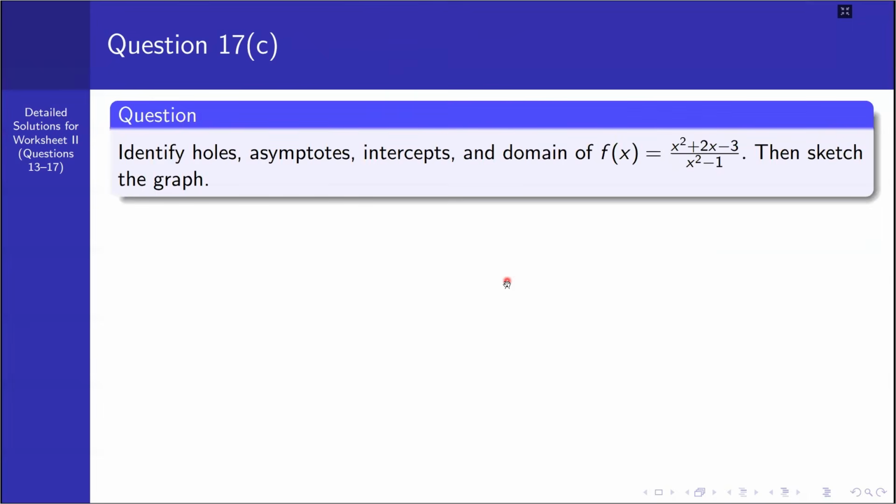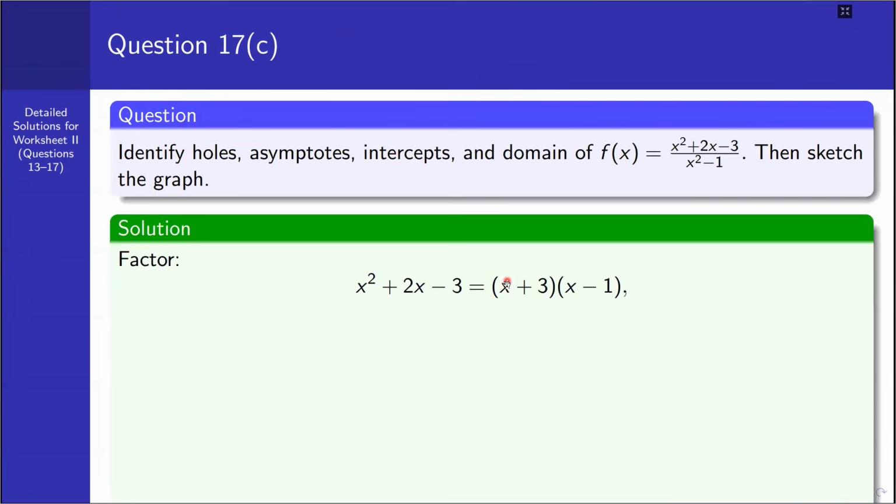Okay. Again, a similar question. Identify holes, asymptotes, intercepts and domain of f of x equal to x squared plus 2x minus 3 over x squared minus 1, and then sketch the graph.